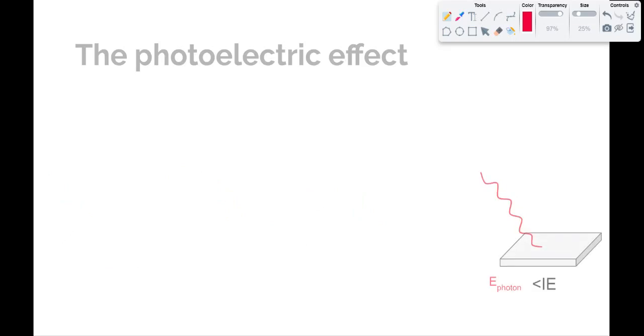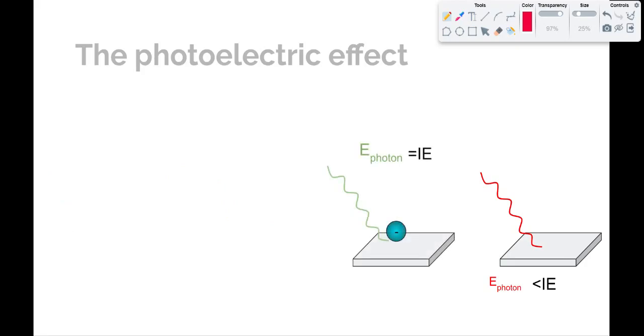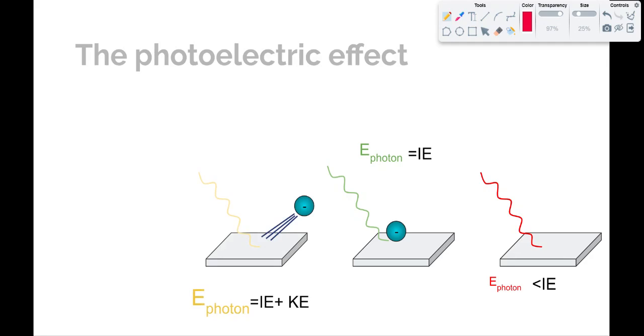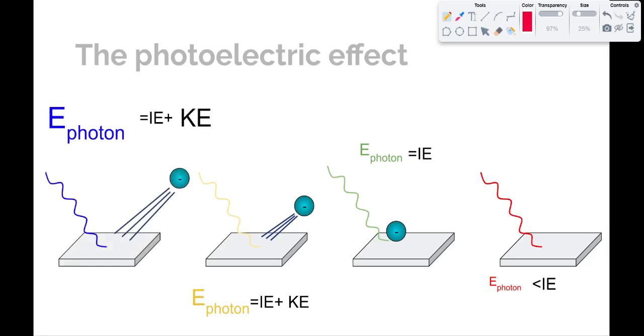So here's the situation. If we are bombarding this metal plate with a photon that has energy less than the ionization energy, no electron is ejected. If we have a photon energy that's exactly equal to the ionization energy, the electron is ejected, but not with any extra kinetic energy. If the energy of the photon is larger than the ionization energy, then the electron will be ejected, but it will also have some kinetic energy. It will be moving. And if the energy of the photon is much greater than the ionization energy, well, then the electron is going to have even more kinetic energy.